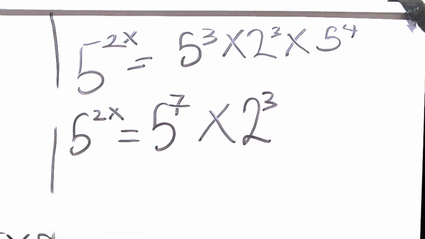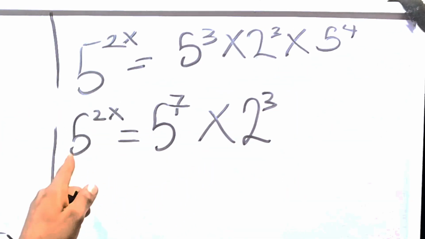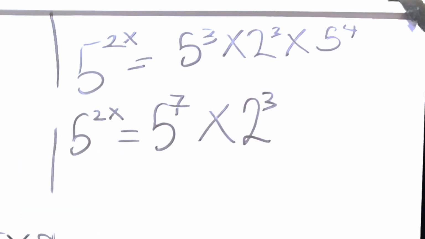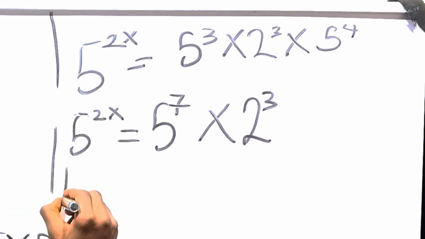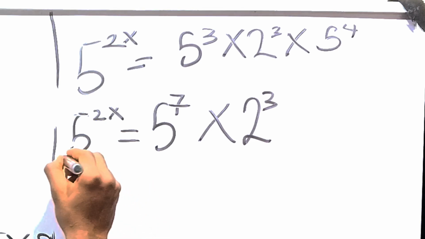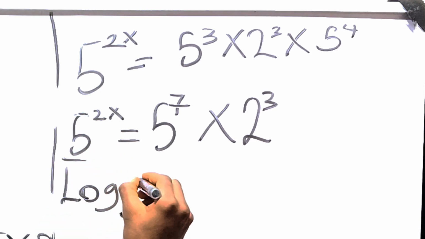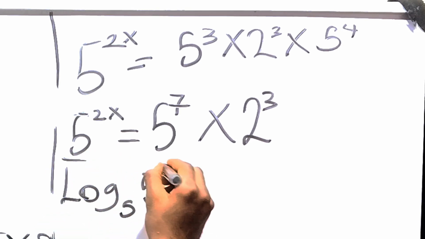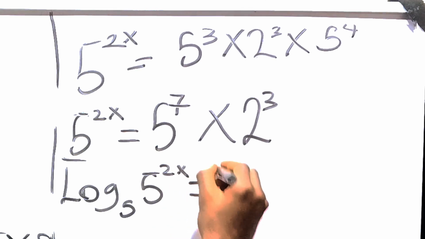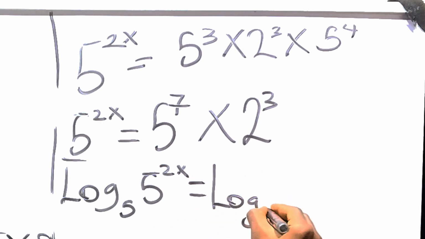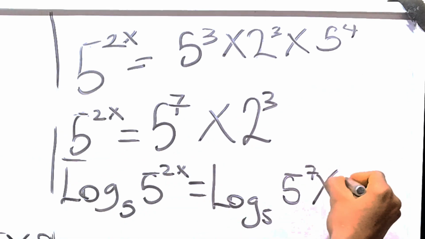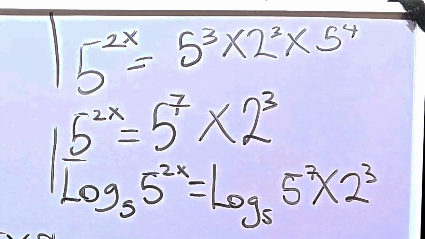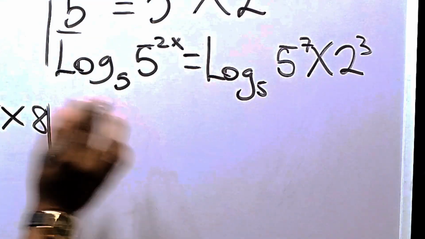At this juncture, we can just take the logarithm of both sides in the base of the number carrying the x. So the number carrying the x power is 5. So we have the logarithm in base 5 of 5 raised to the power 2x is equal to the logarithm base 5 of 5 raised to the power 7 times 2 raised to the power 3. Now this is what you have here.